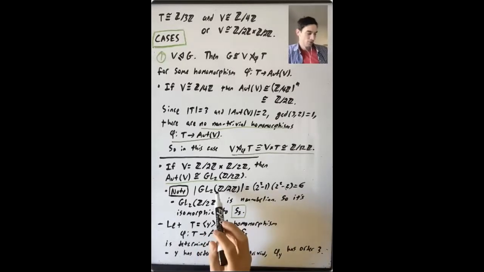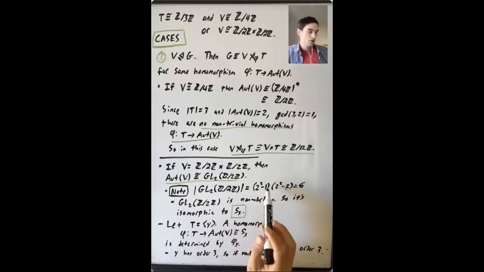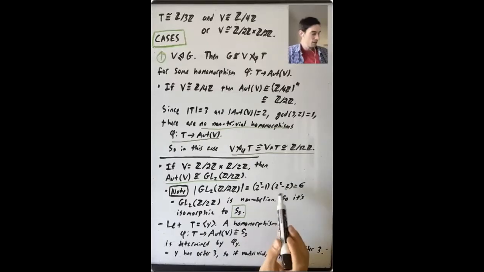Remember we computed the order of GLn of Z mod pZ by saying you can pick the first column of this matrix to be anything that's not 0, 2 squared minus 1 choices, and then pick the second column to be anything that's not in the span of the first column. So 2 squared minus 2 choices. That gives 3 times 2 total matrices. So GL2 of Z mod 2Z is a group of order 6.